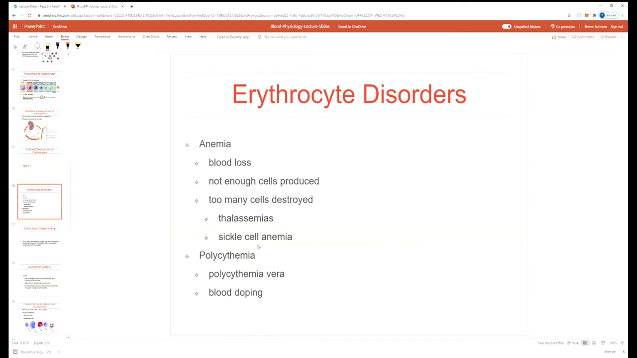This can happen for two reasons, or there may be more, but the two most common reasons are polycythemia vera, which is a type of cancer of the red marrow, which causes way too many red blood cells to be produced. And then the other is blood doping. Blood doping is something that you do to yourself. So it's unnatural in that sense.